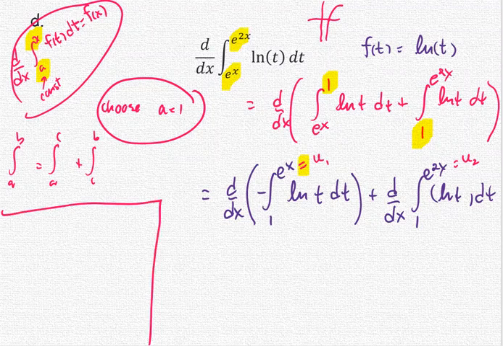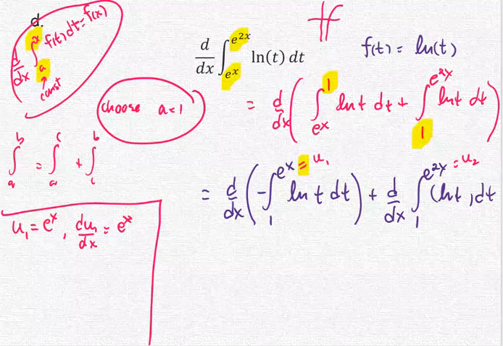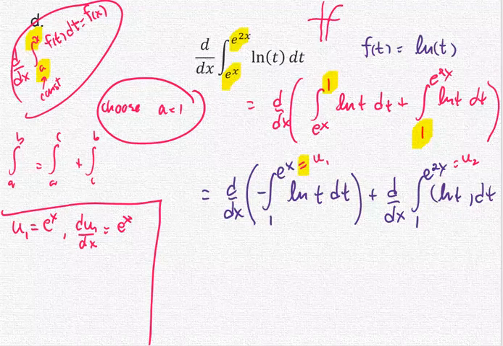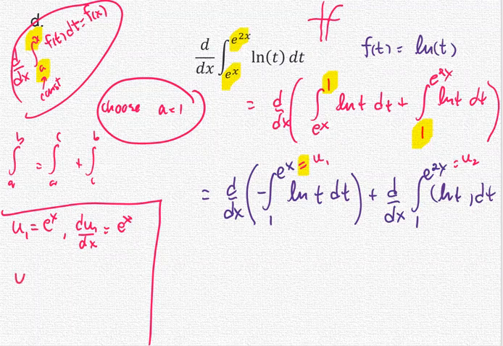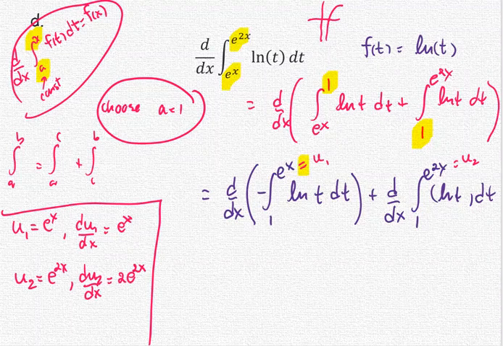So I put on the side here, since my u1 is e to the x, the derivative of u1 with respect to x is the same, e to the x. This is one of the convenient functions where the derivative and the function itself are the same, while u2 is e to the 2x. So the derivative of u2 with respect to x is 2e to the 2x, because we apply the chain rule as e to the power of the function 2x.